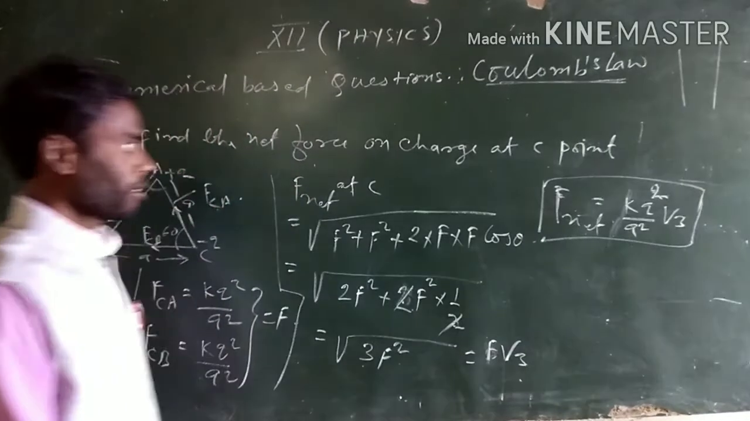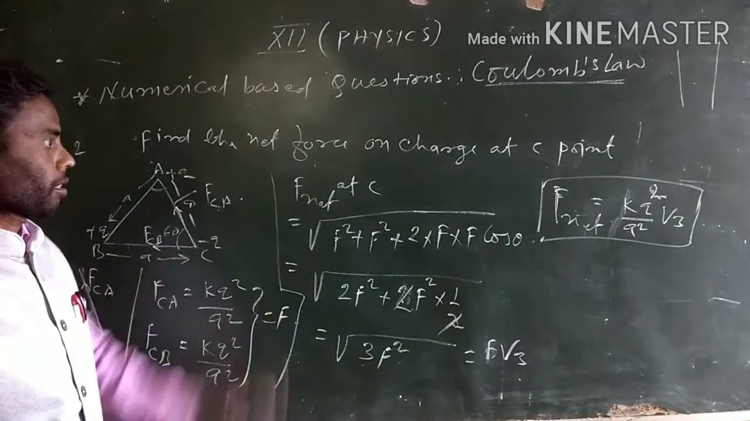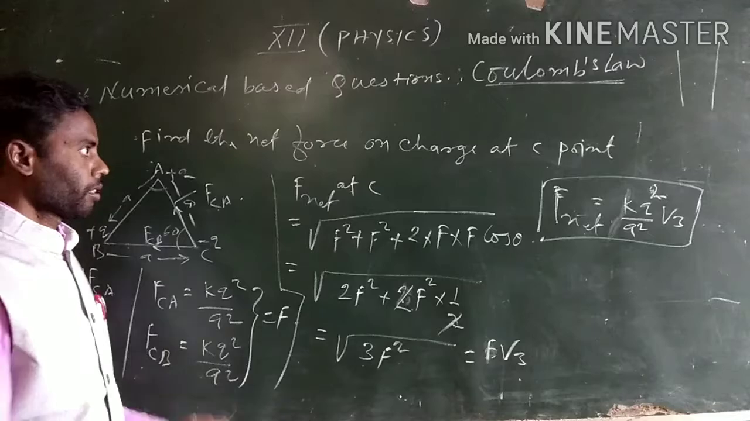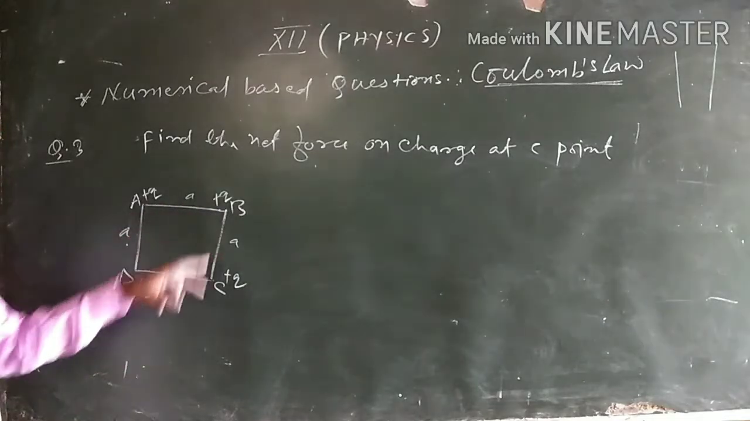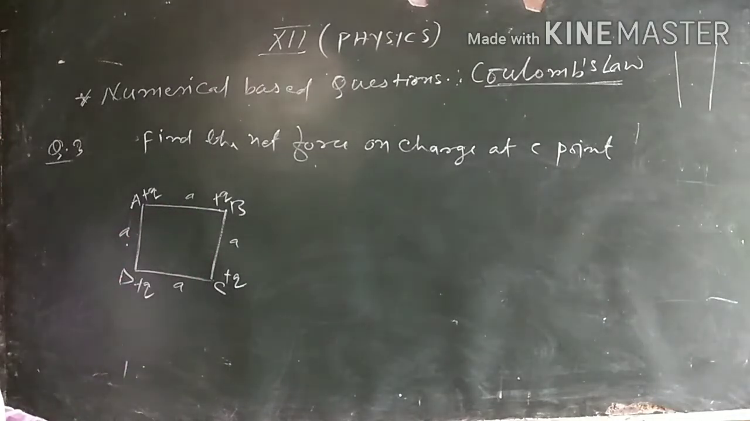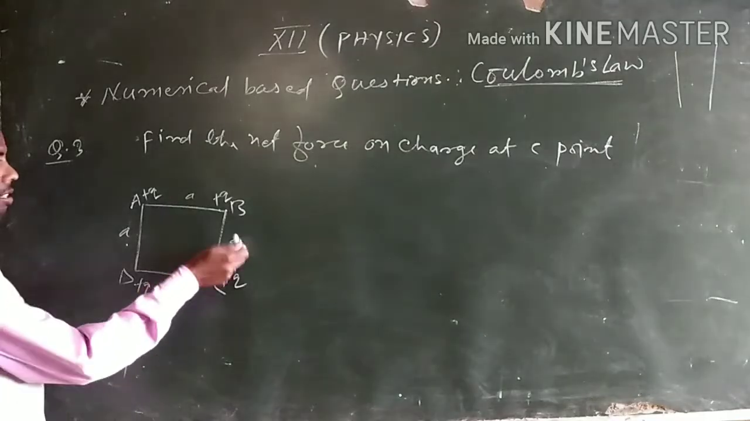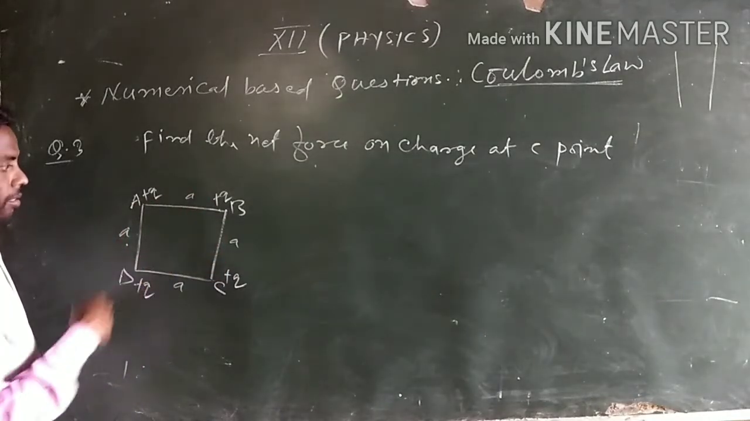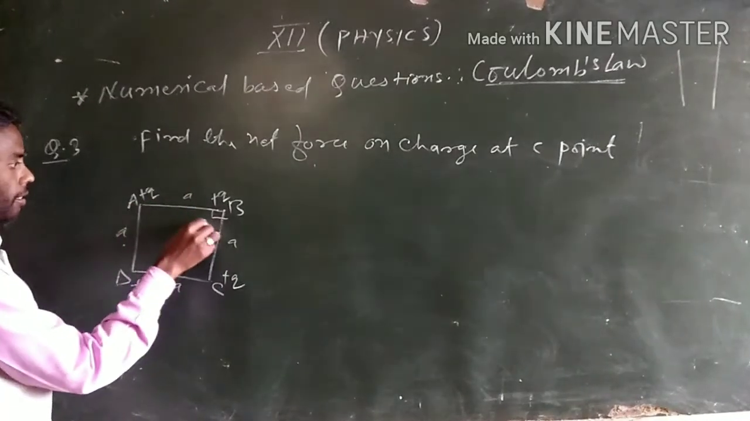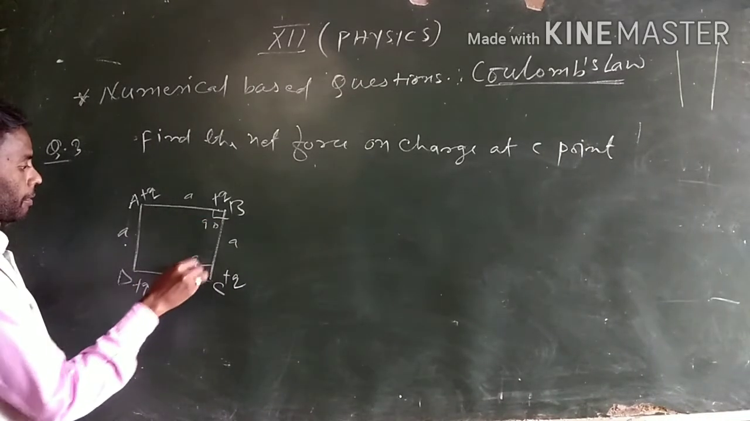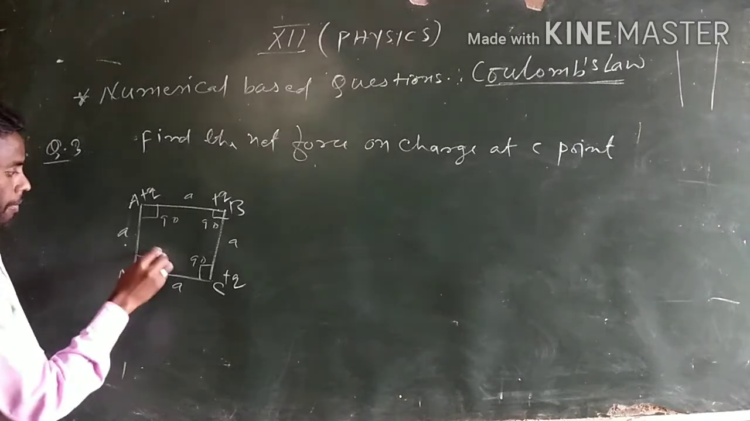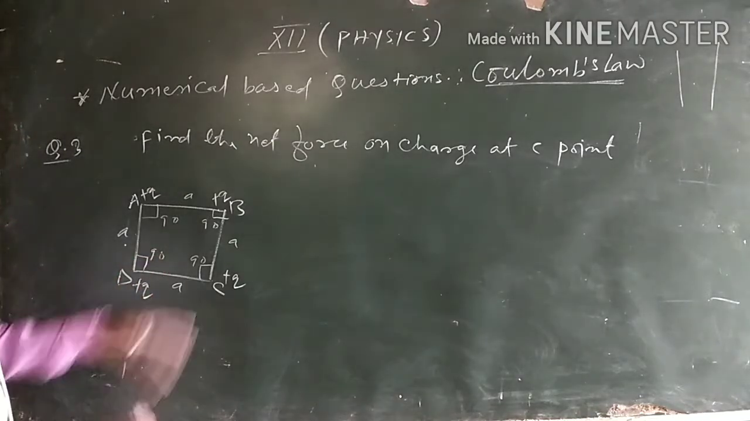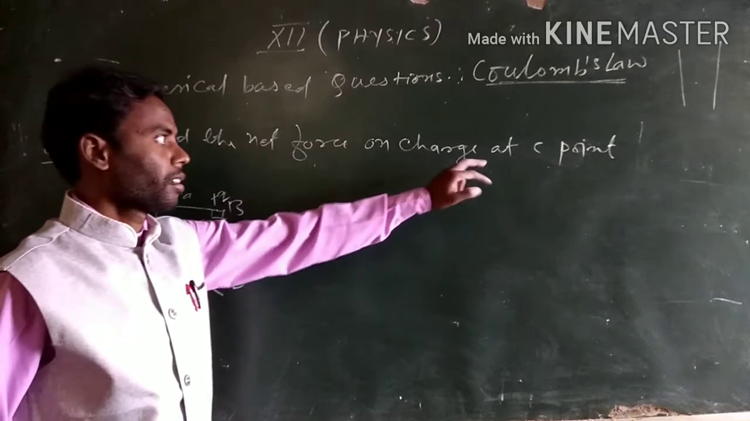I hope you understand how to derive this type of question. Okay, next question. Dear students, now this time a square is given. In the square all sides are equal, given the sides A. Its angles are 90 degrees, all the angles are 90 degrees. You are asked to find the net force on the charge at point C.